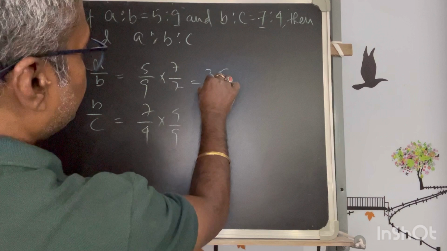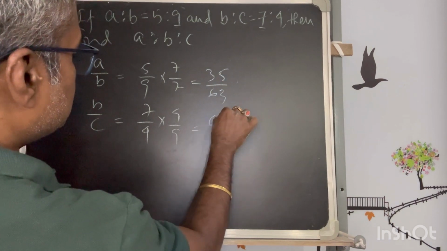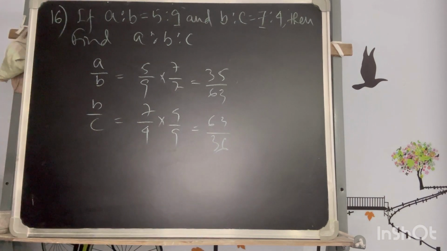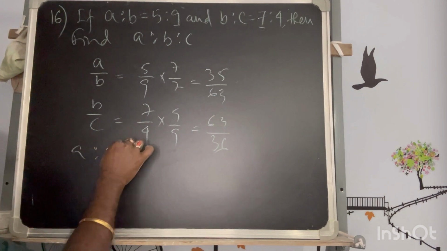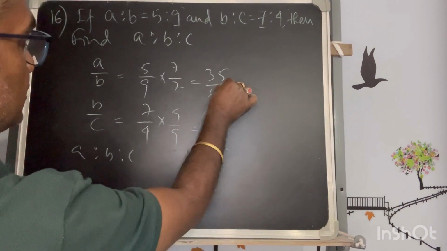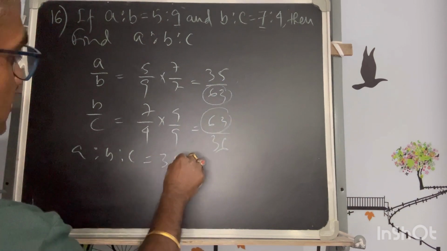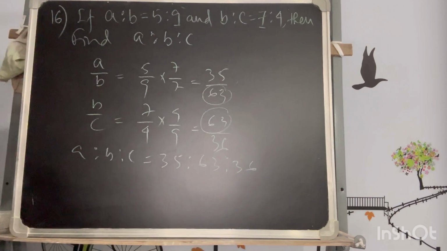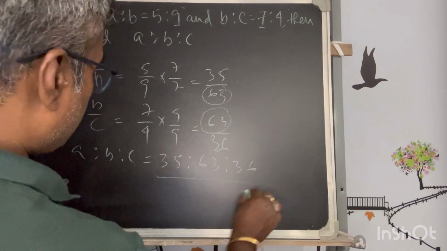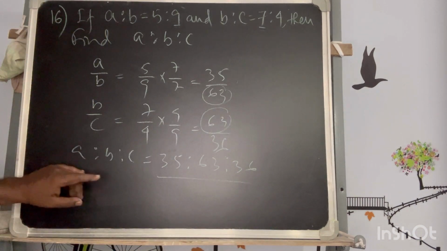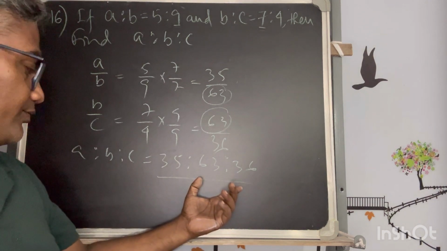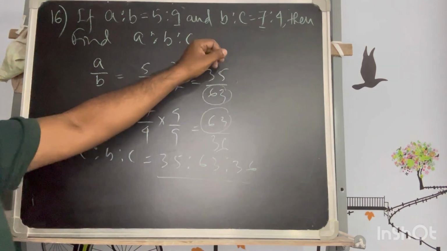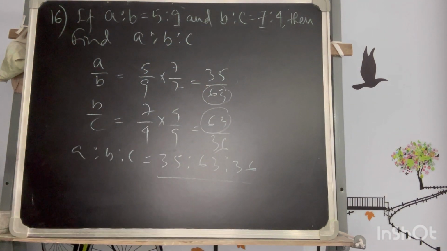So this is 35/63. Now this is 63 by 4, 9 fours are 36, isn't it? So what is your ratio? A is to B is to C, because as I have converted this to the same ratio, the other things will remain the same, and this will be your final ratio. Now there is no chance of converting into a further reduced form, because there is no common factor that can divide all three. So this is your final result of A is to B is to C. Okay.